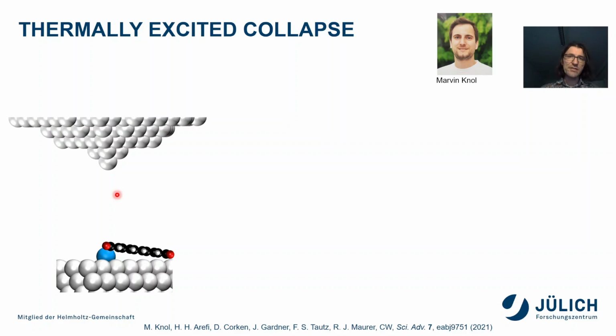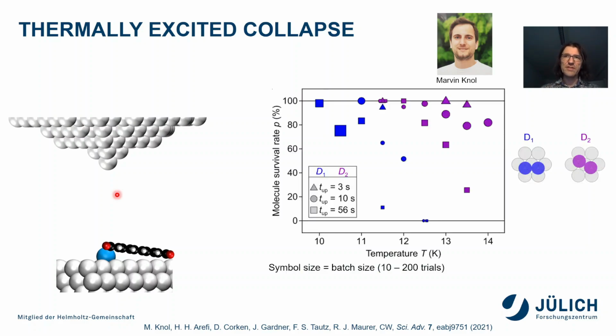And then we repeated this experiment about 1,000 times, and here you can see a plot of the molecular survival rate as a function of temperature. And indeed, for the two different pedestals, you have two different survival rates. But in any case, PDCDA collapses at a very low temperature, right above 10K.